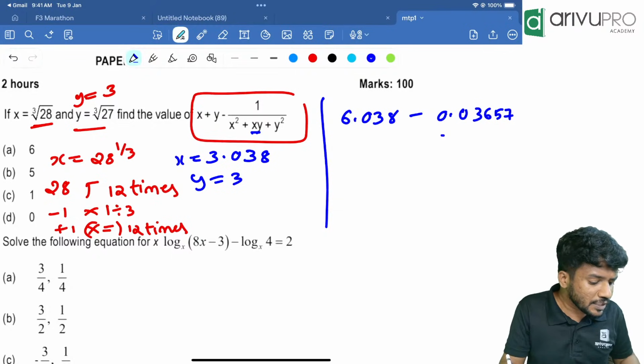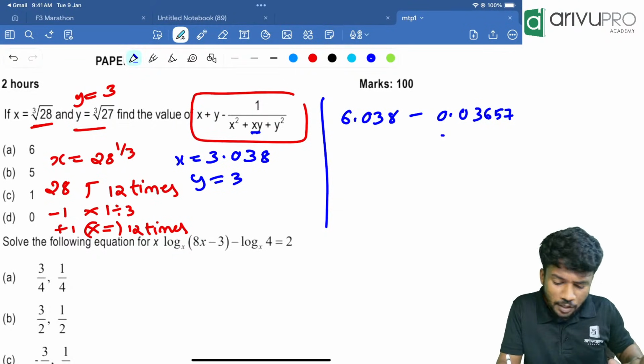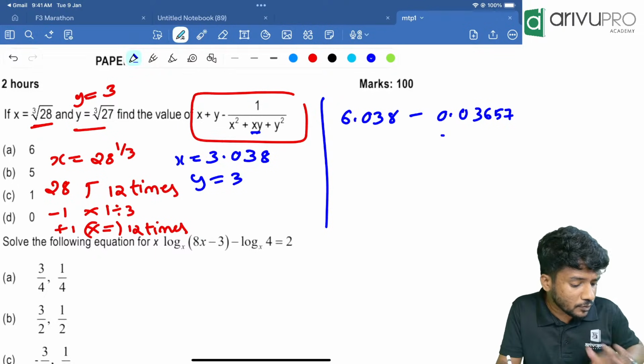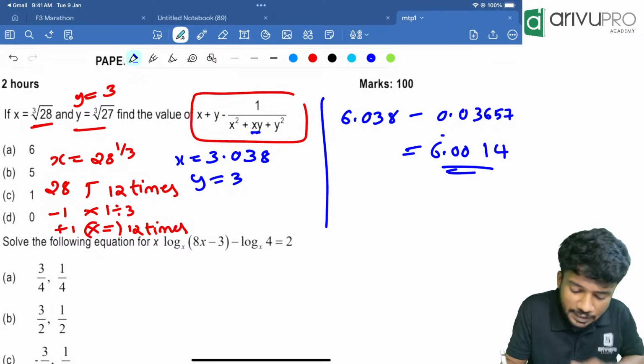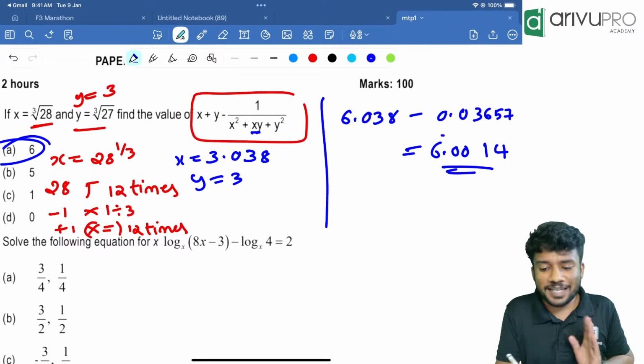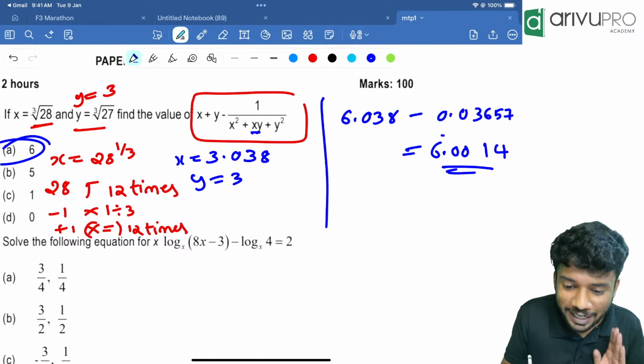Once you reduce it, how much are you getting? Change the sign, plus the previous value 6.038, which is equal to 6.0014. The nearest answer is what? Option A. This is the easiest method, people.